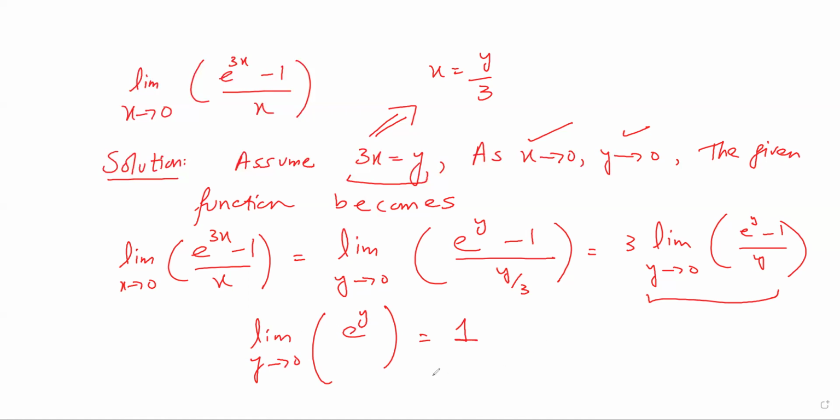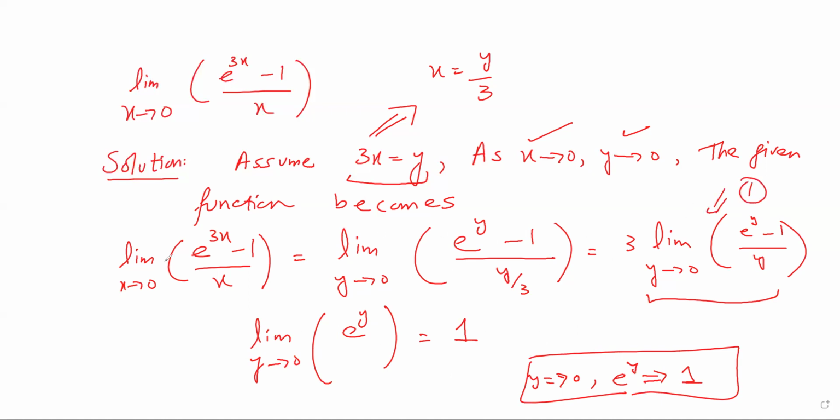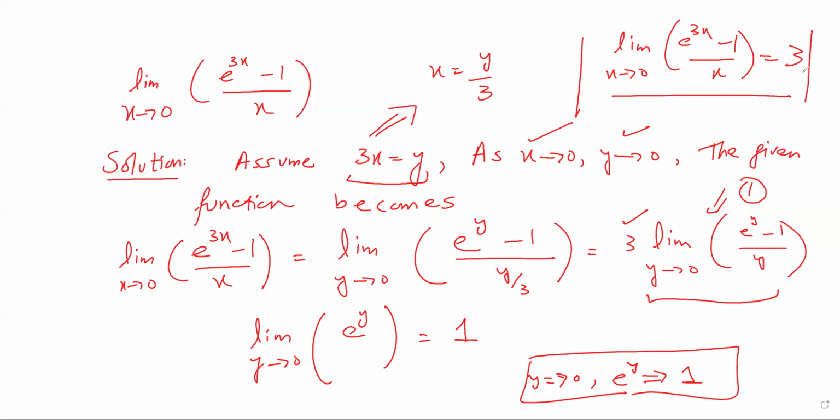As y goes to 0, e power y goes to 1. So now this thing can be replaced by 1, and we see that limit x goes to 0, e power 3x minus 1 divided by x is equal to 3. So limit x goes to 0, e power 3x minus 1 divided by x is equal to 3. And that's the answer.